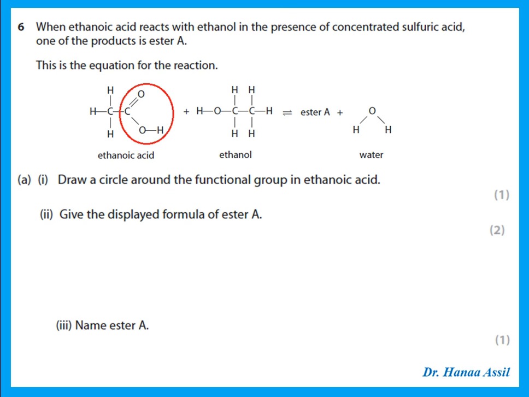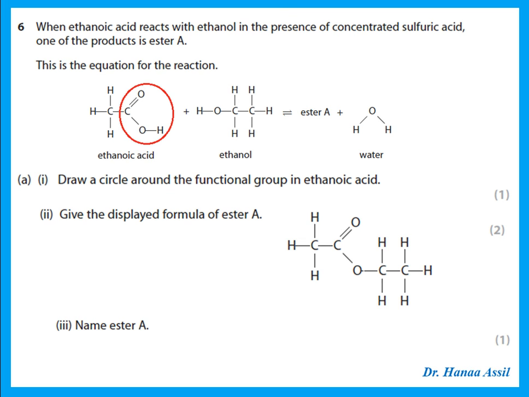Give the displayed formula of the ester. How do we draw the ester? Remember, when we want to draw the ester, we draw the acid first and then the alcohol. The acid, you remove the OH, so I end up with the first part of ethanoic acid till C double bond O. And then I add the part from the ethanol without the H. So I remove OH from the acid, H from the alcohol. So that's why the other product is water. And this would be the displayed formula of the ester.